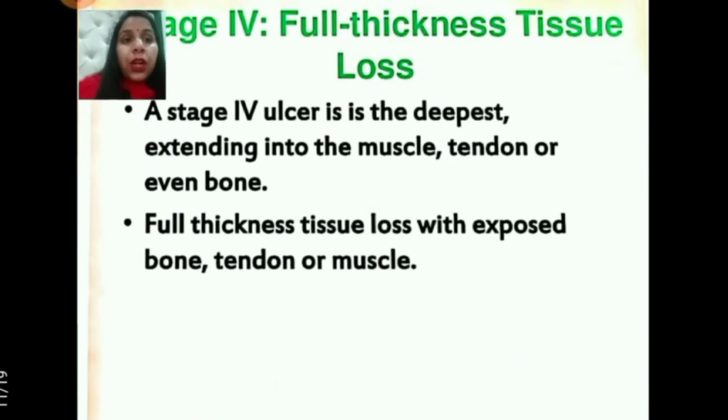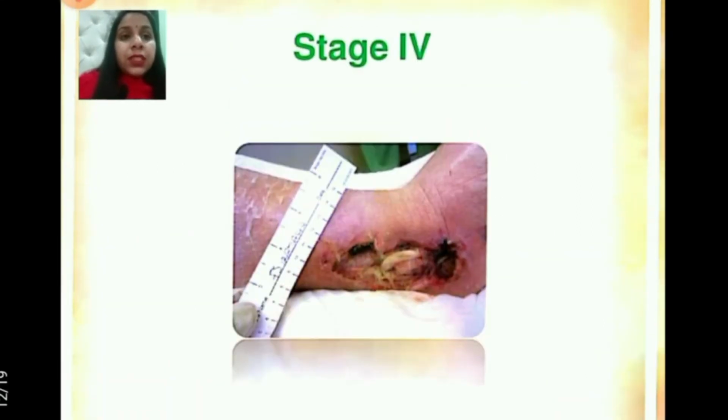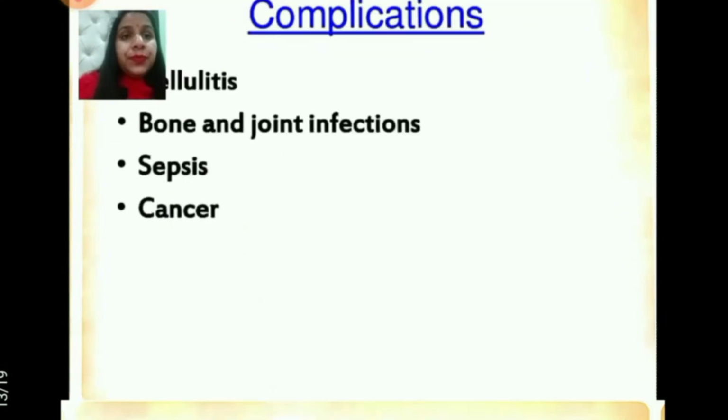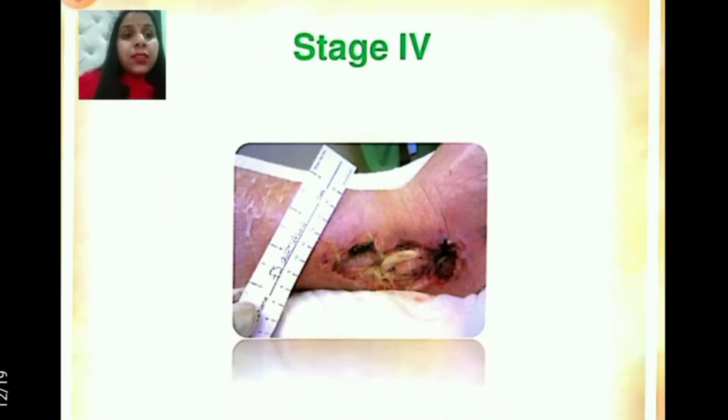Stage 4: full thickness tissue loss. A stage 4 ulcer is the deepest, extending into the muscle, tendon or even bone. Full thickness tissue loss with exposed bone, tendon or muscle. Stage 4, you can see the pictures of stage 4 ulcers.